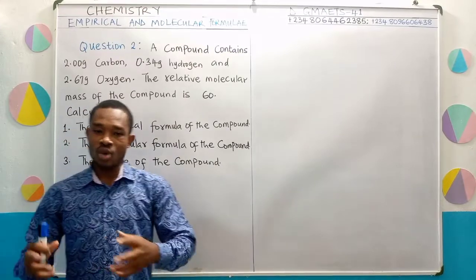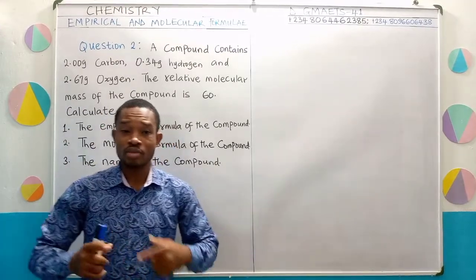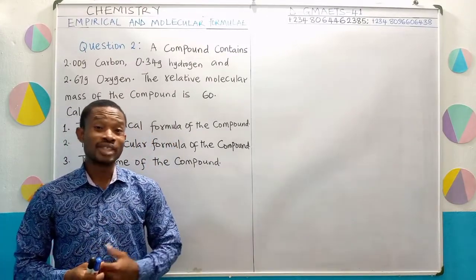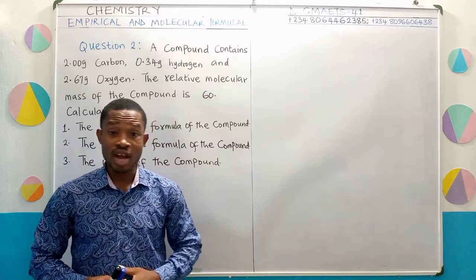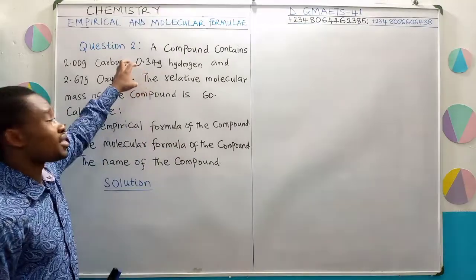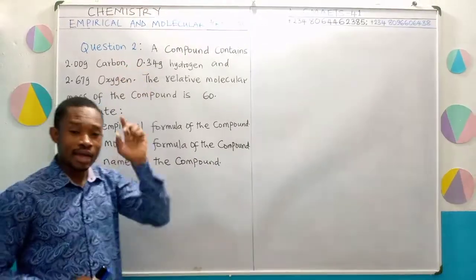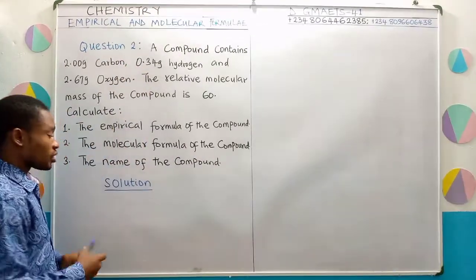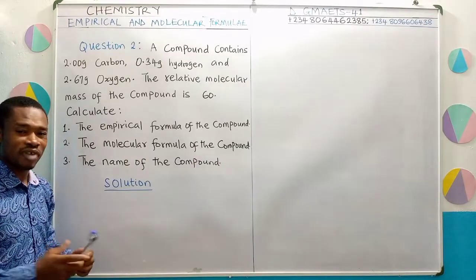Does it mean that the way we obtain the empirical formula here will be different from that which we did in the previous question? No, it's still the same thing. In this case, the reacting mass is acting as the percentage by mass. So let us see how we solve this problem. I'm going to be a bit fast in it.